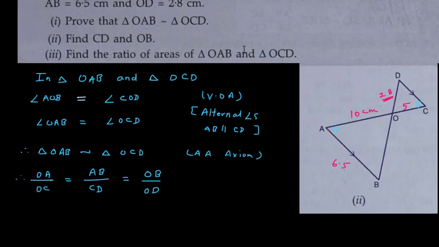Now OA, what is the value of OA? OA is given 10 centimeter, so here it is 10 divided by OC, which is given 5, is equal to AB, which is given 6.5, divided by CD, which is unknown, so I will say CD only, is equal to OB, whose value we don't know, so we write OB only, upon OD, and the value of OD is 2.8.